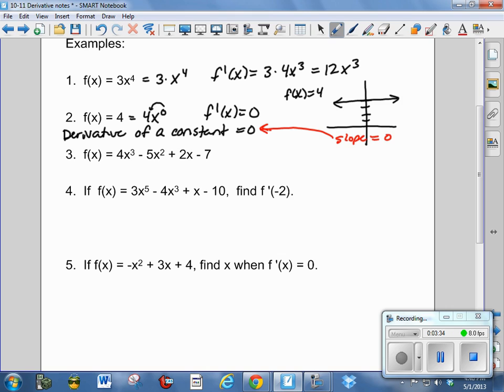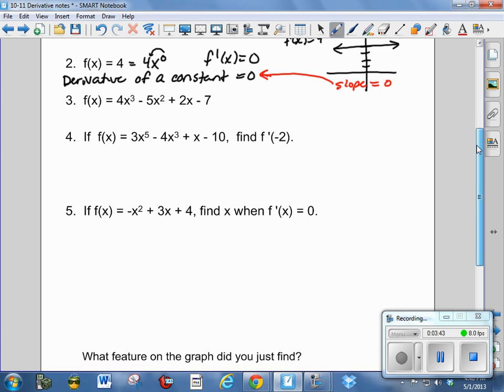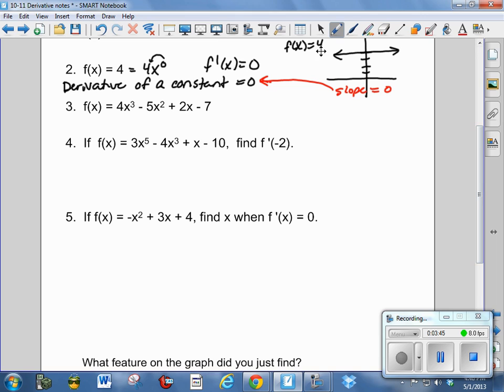Because the derivative is the slope of the line tangent to the graph at any point, and the line tangent to this line would be this line. This really can't make a tangent line to it, but the whole line just has a slope of 0.